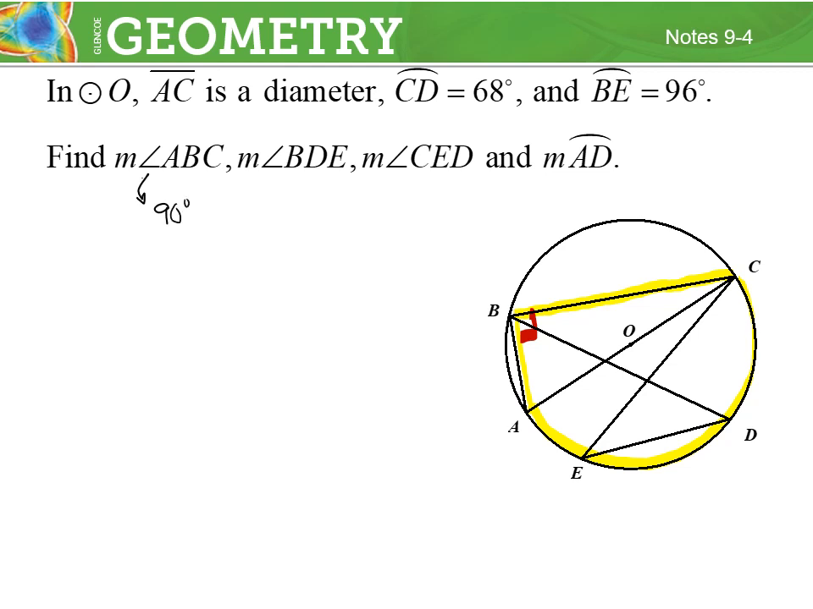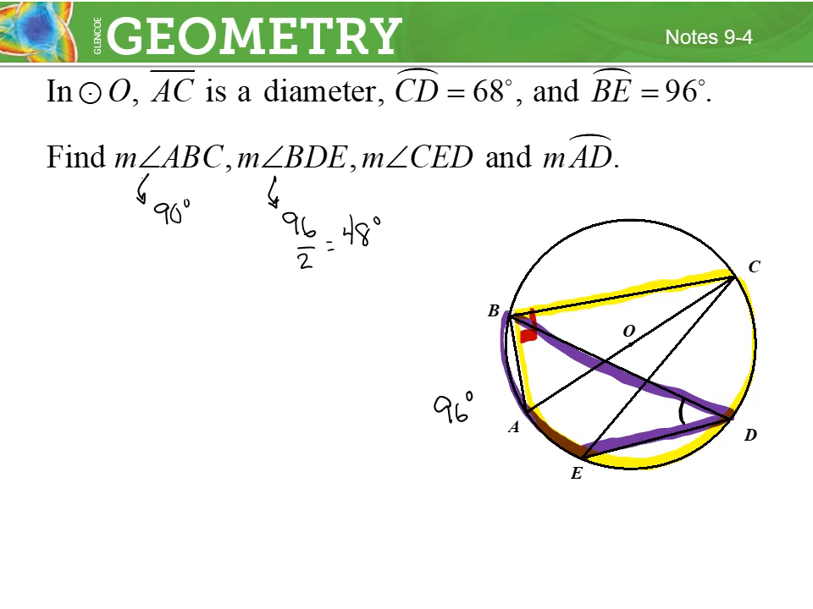Then we have to do the measure of angle BDE. So let's highlight again and see where that is. Here's BDE right there. The arc that it intercepts is arc BE. Arc BE is 96 degrees. So I go ahead and put that measurement right on the arc so I can see it. So that means that this angle right in here has to be half of that. So the measure of angle BDE is 96 divided by 2, which is 48 degrees.